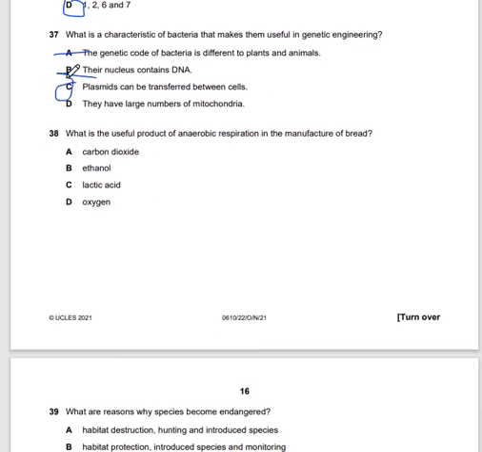What is the useful product of anaerobic respiration in the manufacturing of bread? It's carbon dioxide.